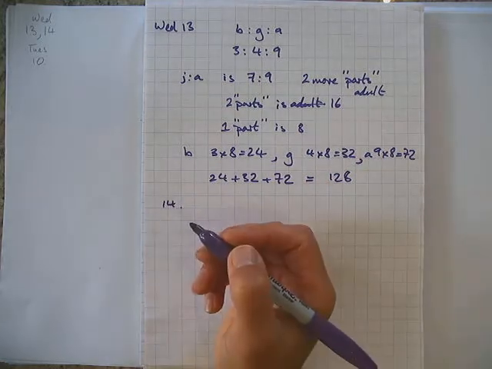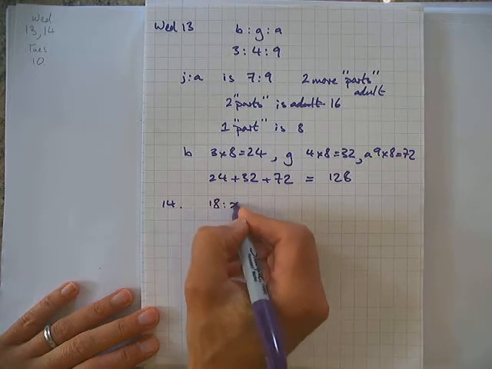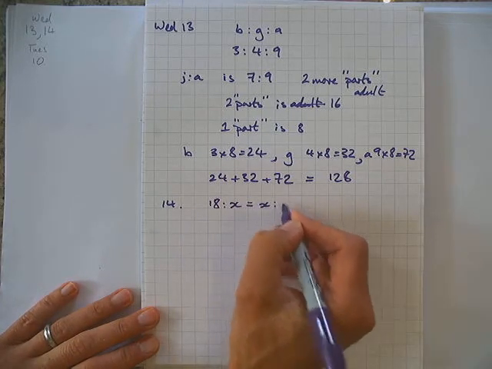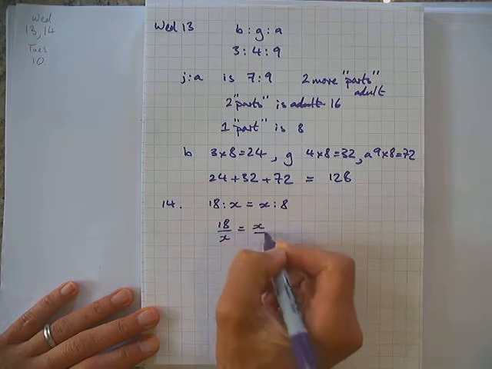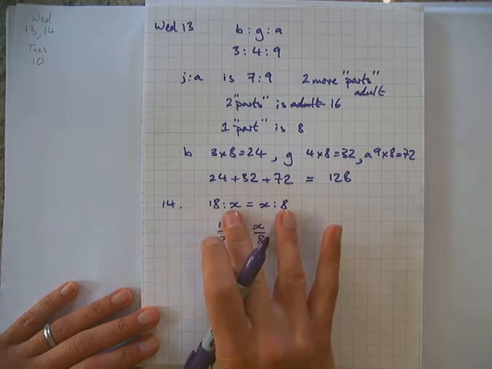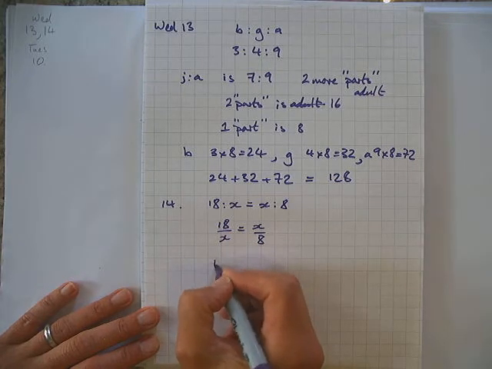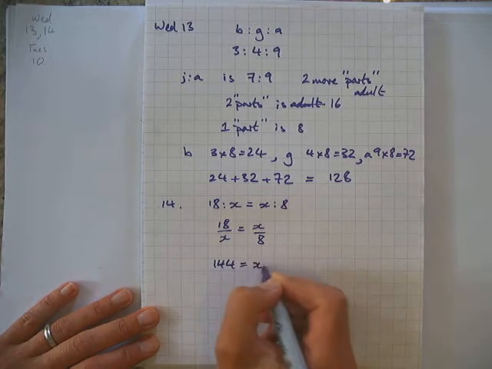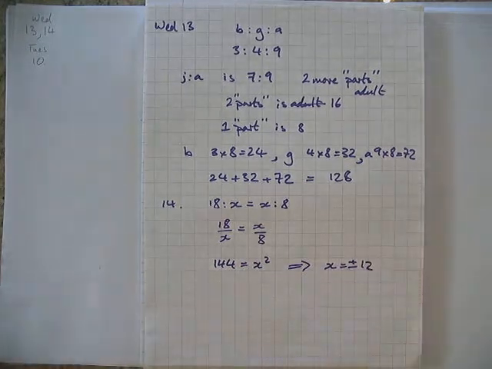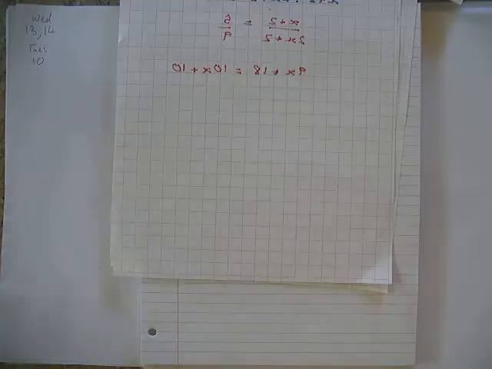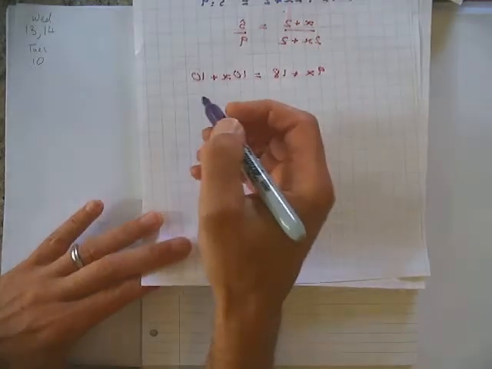Question 14, which I've done before, but I'll do again. 18 to x is x to 8. Write them as fractions. 18 over x is x over 8. Numerators, denominators, okay? Cross multiply, so 8 18s is 144, x squared, so x is plus or minus 12. Okay. So question 10 on Tuesday's work.